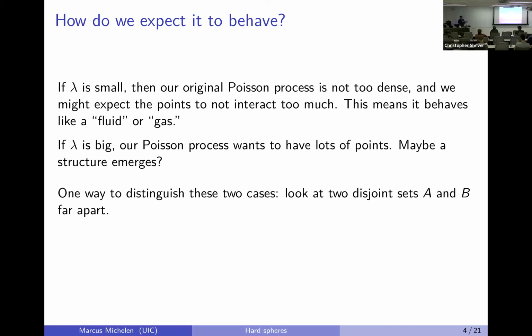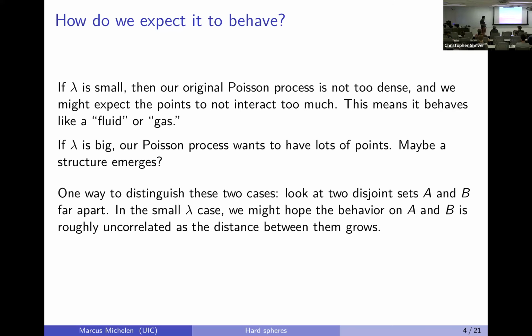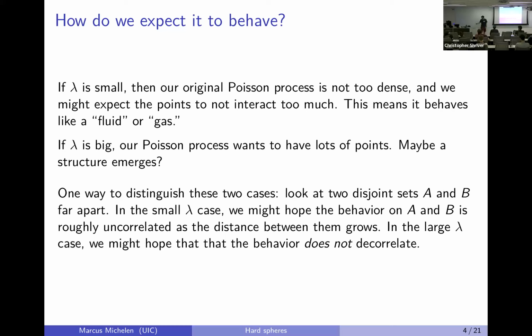So we have a few different ways to distinguish these cases. For now, one way to think about it is I just take 2 sets A and B very far apart from each other. And if lambda is small, I might hope the behavior on A is going to be roughly independent of B as the distance gets really far apart. And if lambda is very large, maybe it's the case, but we have no idea, that it does not decorrelate. And this is what we saw in the hardcore model on Z^2, for instance.